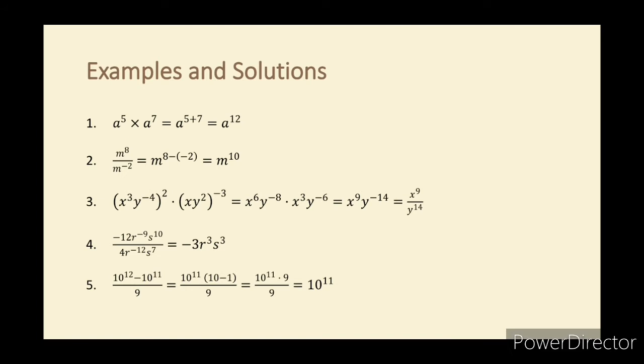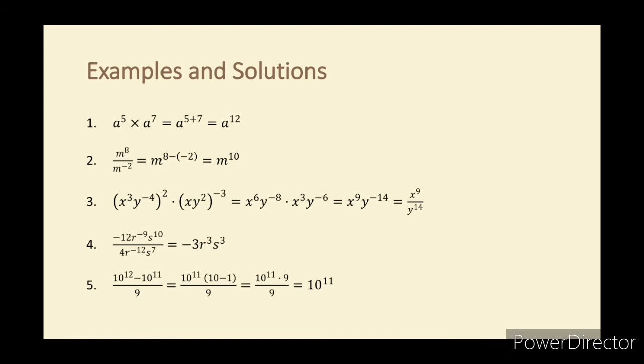Number 4. Minus 12 r to the power of minus 9 s to the power of 10 all over 4 r to the power of minus 12 s to the power of 7 equals minus 3 r to the power of 3 s to the power of 3.